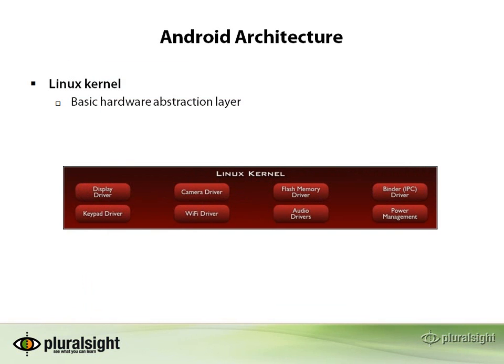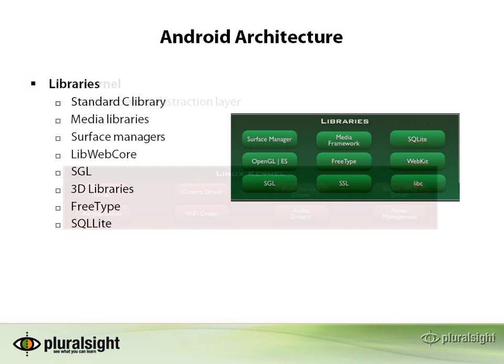We can take a look at each layer here. The Linux kernel is a basic hardware abstraction layer. That's basically what its purpose is. It's going to be interacting with the hardware. No other layer really is going to do this directly. It handles drivers and security. You can see a lot of the drivers here: display driver, camera driver, audio, Wi-Fi.